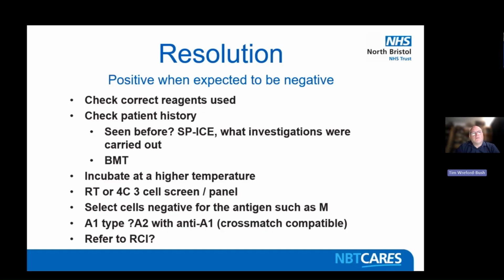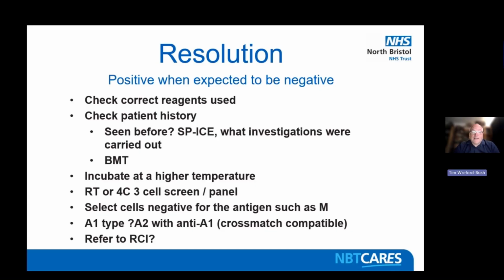And so we'll tell you what sort of investigation we carried out before. Check if they're a bone marrow transplant, as I said before, my experience of that. The other thing is you can incubate at a higher temperature. That can sometimes resolve the cold side of things. And if you do suspect a cold acting antibody, one of the things you can do is a room temperature or 4 degrees Celsius screen or panel. That can sometimes show up and say, oh, there's anti-M there, for instance. So we see quite a bit of that. You can also select cells negative for the antigens, such as if it's M negative. Again, they're not going to be validated reagents, but that's the sort of thing you can look at.